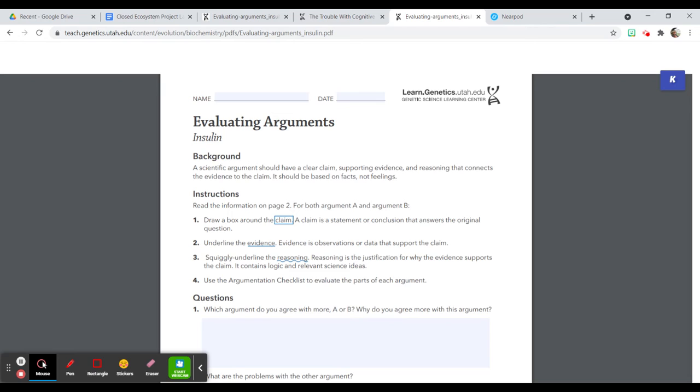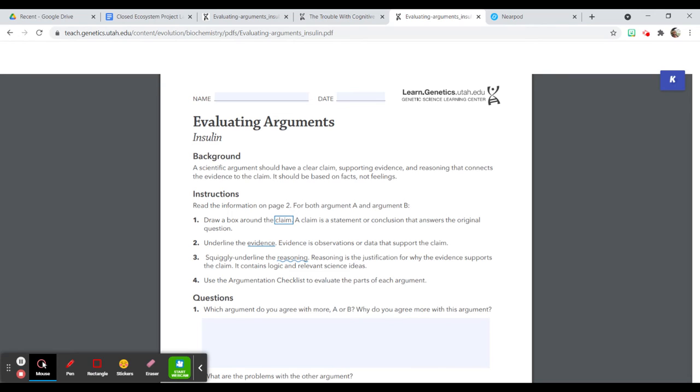You just watched the video on System 1 and System 2 thinking. Remember, in System 1, we're kind of basing things on our feelings. And System 2 thinking is kind of looking at facts. So your job is to read both of the arguments. So you'll read the background information. Once we get to argument A and argument B, you're going to draw a box around the sentence that you believe is the claim. A claim is a statement or conclusion that answers the original question.